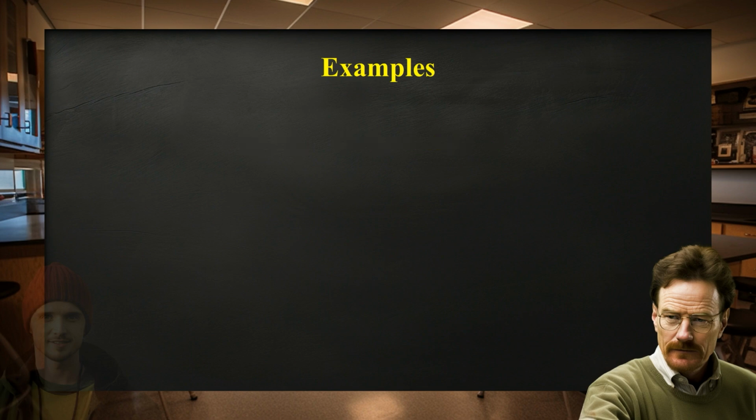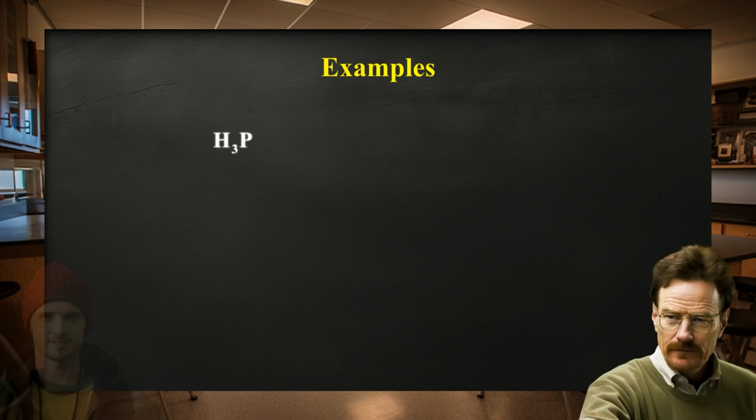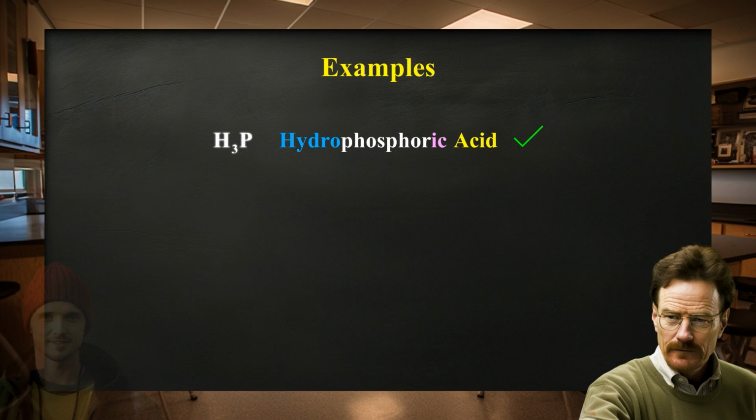All right, Jesse. How would you name this one? Yo, Mr. White. Is this a trick question? There's no oxygen. Jesse, did you hear anything I said earlier? There are 2 types of acids, binary and oxyacids. Right, I forgot. So this is hydrophosphoric acid. Happy now? Great job. I see you can get it right sometimes.